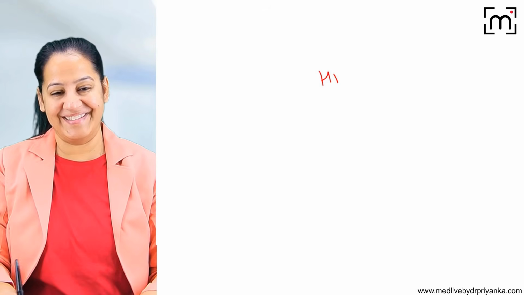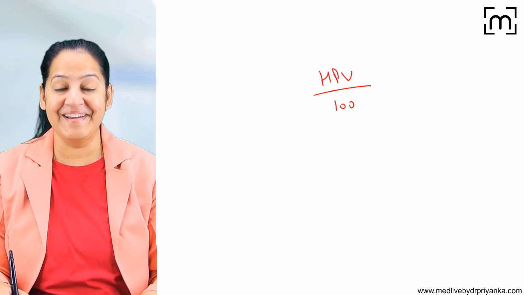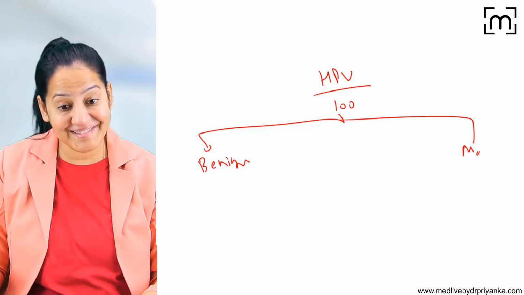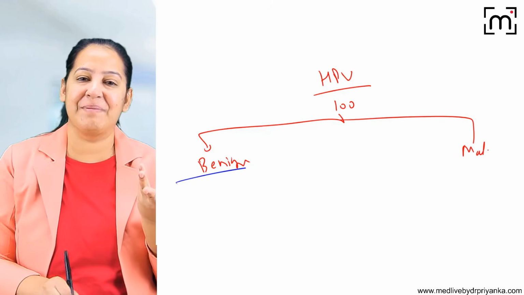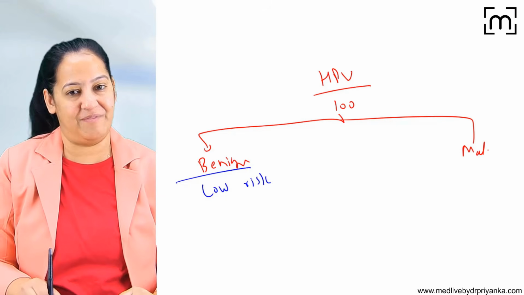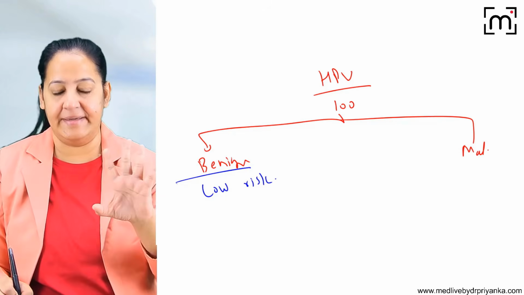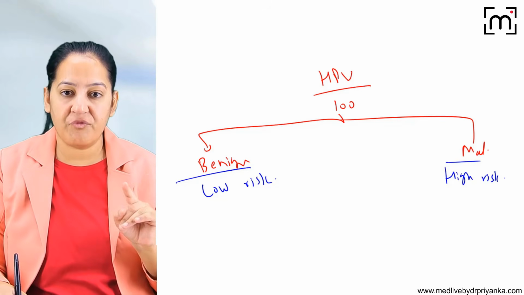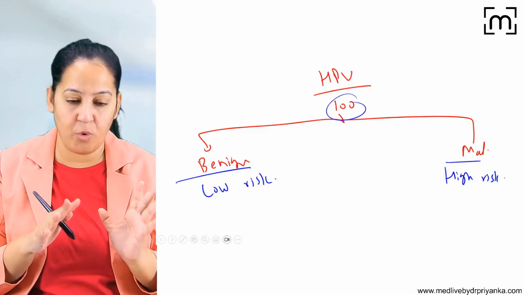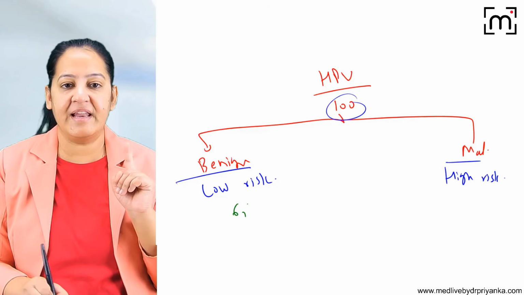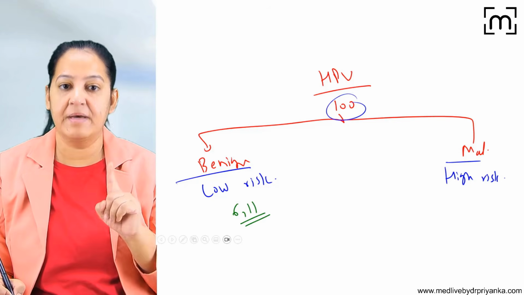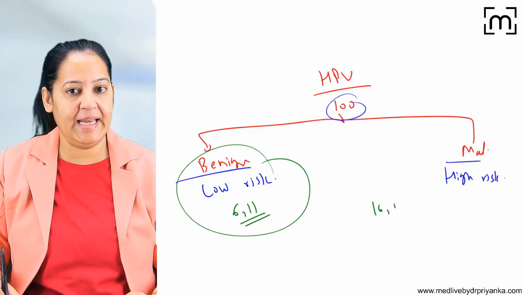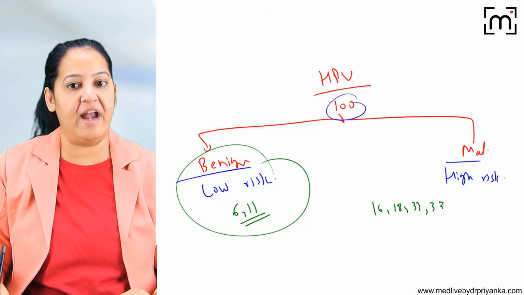How many types of HPV are there? There are more than 100 types of HPV. Some of them cause benign cancer and some of them cause malignant cancer. The ones which cause benign cancer are known as low risk HPV. They cause cancer but benign. Some of them are high risk. High risk HPV means they cause malignant cancer. So from the more than 100 types, which of them are low risk and which are high risk? Serotype 6 and serotype 11 always cause benign. They are low risk HPV. And 16, 18, 31, 33 and 45.